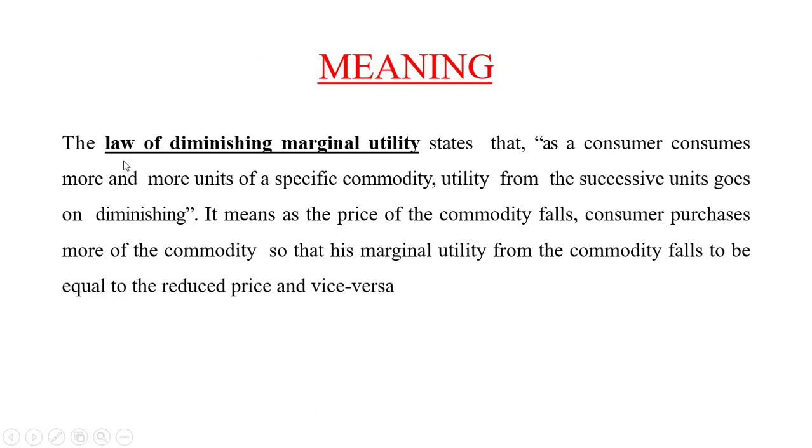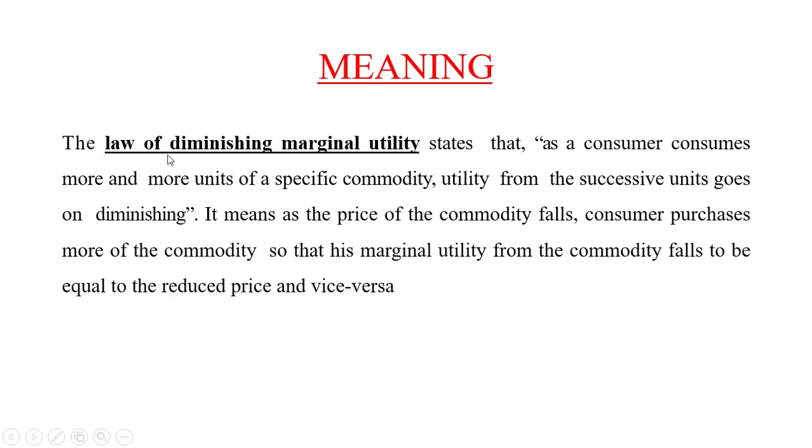Now first of all, we'll discuss about the law of diminishing marginal utility. First, let's see the meaning of it. As a consumer consumes more and more units of a specific commodity, utility from the successive units goes on diminishing. It means as the price of the commodity falls, consumer purchases more of the commodity so that his marginal utility from the commodity falls to be equal to the reduced price and vice versa.